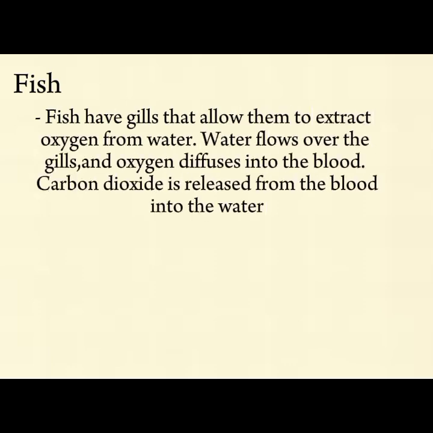Another example is fish. Fish have gills that allow them to extract oxygen from water. Water flows over the gills and oxygen diffuses into the blood. Carbon dioxide is released from the blood into the water.